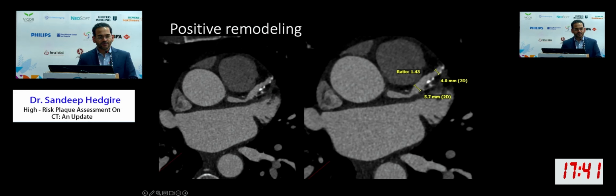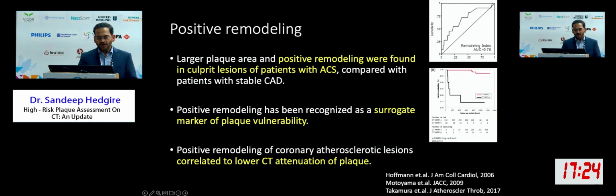So here is an example of proximal LAD plaque where I have measured the ratio of the enlarged segment of the vessel and compared that to the normal segment of the vessel. You need a ratio of at least 1.1 to make it a reliable predictor for high-risk plaque feature.